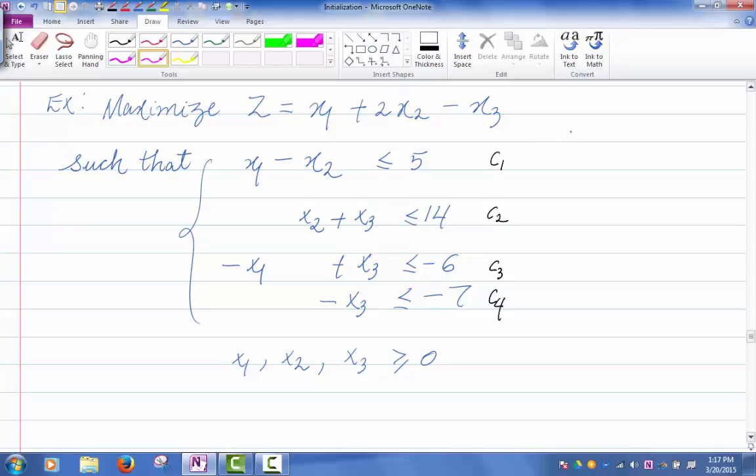If I add C1 and C2, what do we get? So what is C1 plus C2? If you add C1 and C2, what am I getting? X1 plus X3 less than or equal to 19. Okay. Now, let's look at C3.